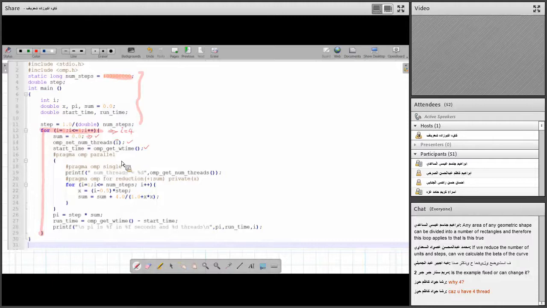Record the start time, OMP get W time, and now create a parallel construct. Main thread or master thread.